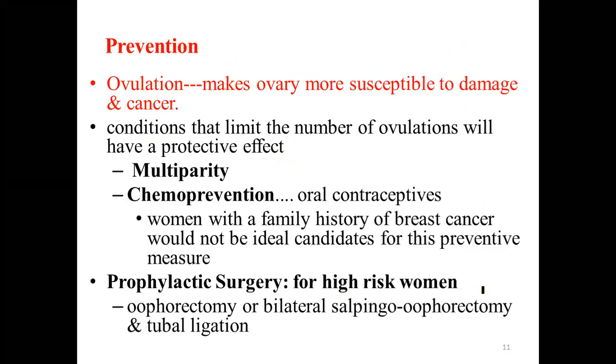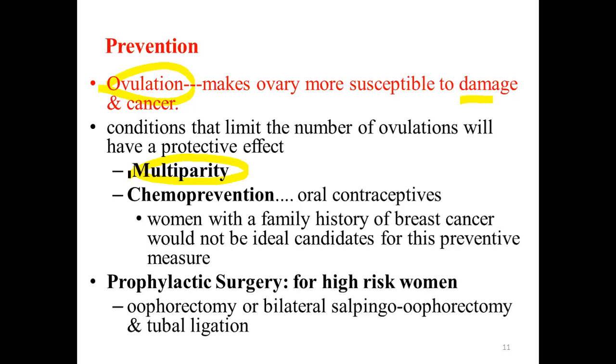Okay, then is it possible to prevent ovarian cancer? Yes, to a slight extent, because as I said in the pathogenesis of ovarian cancer, ovulation is the one that causes more damage to the ovary and makes it become cancerous. So any condition that limits the number of ovulations will protect from ovarian cancer. According to epidemiological studies, those who have multiparity will have a lower risk of what? Ovarian cancer, because they have a limited number of ovulations because of multiparity.